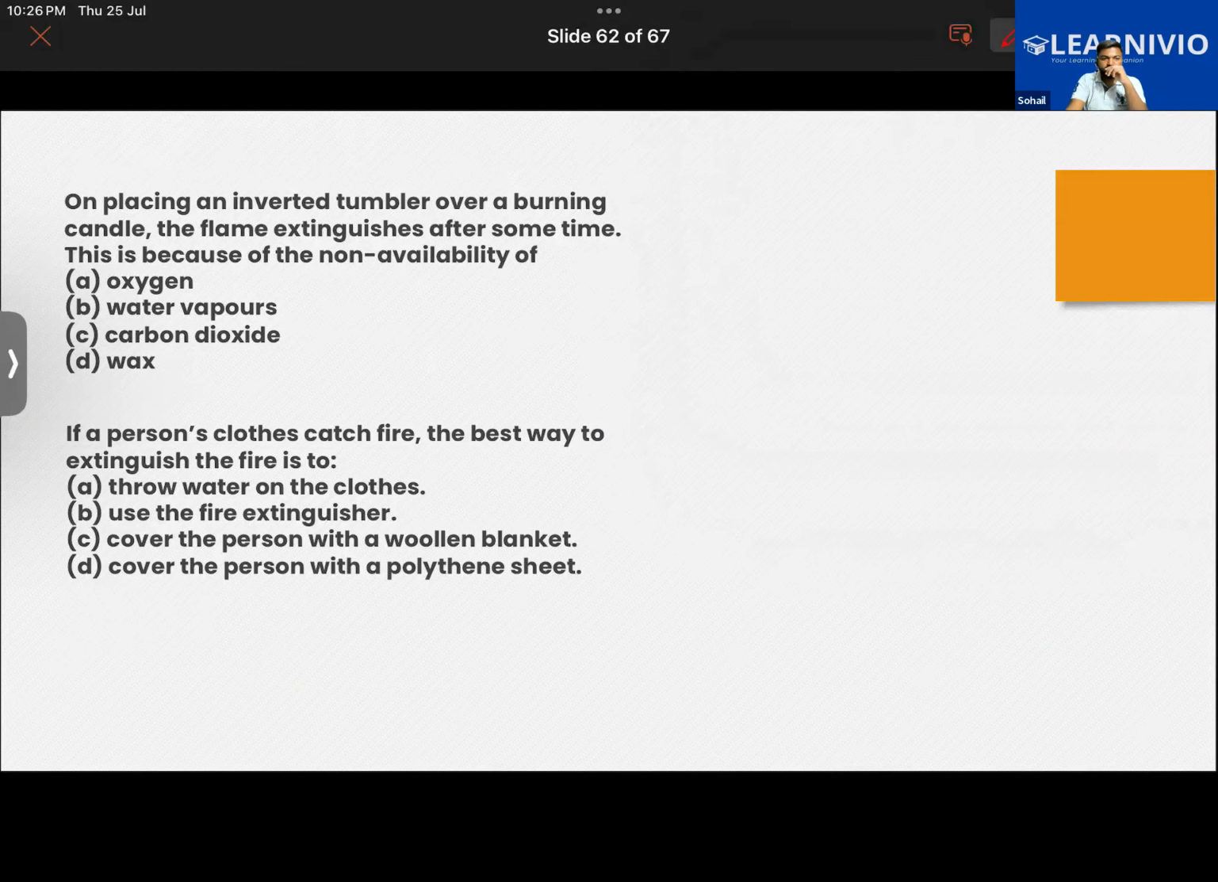Just answer this question. On placing an inverted tumbler over a burning candle, the flame will extinguish because of lack of oxygen. Next. If a person's clothes catch fire, the best way to extinguish the fire is to cover the person with a wool blanket. Good.